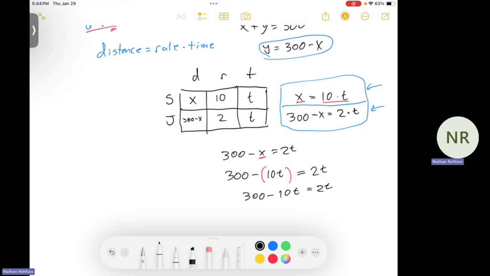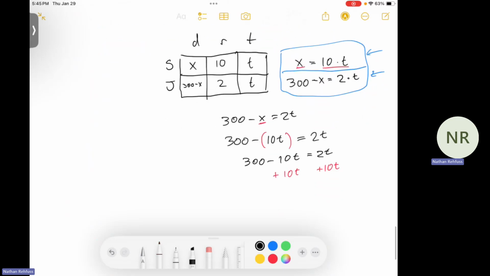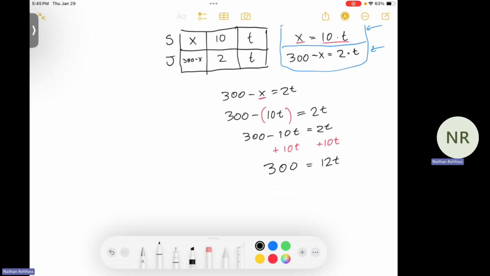Picture your balance scales. On one side is 300 minus 10t. So 10 balloons each pulling with t pounds of force against a 300-pound weight. On the right side is two weights that each weigh t. What are you going to do? The same thing to both sides. Let's add 10t to both sides. That way all of our t's will be gathered on the right side of the equation. 2t plus 10t is 12t. Now we can divide both sides by 12 and then t will be by itself.